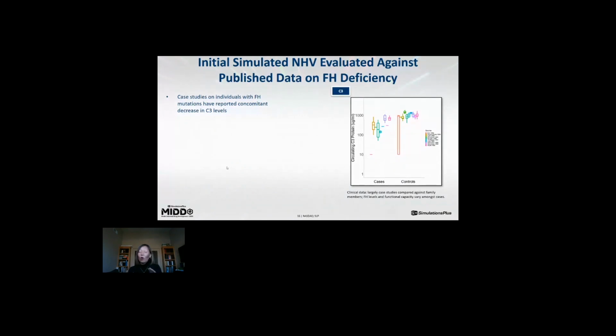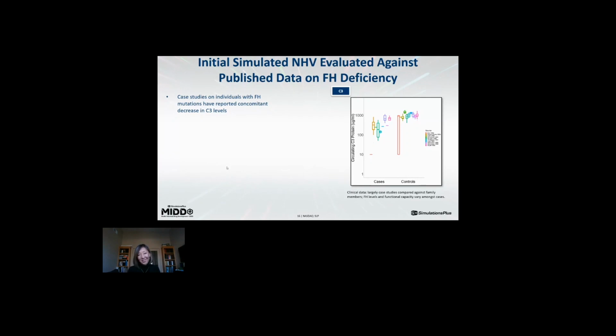And so we have identified multiple publications in which people have reported cases where they have factor H deficiency, and then they've looked at other complement proteins. In the figure to the right, we're looking at a summary of some of this literature. On the right-hand group are the controls reported in that literature, typically family members that do not have the particular factor H mutation. And then on the left are the cases where you have some level of factor H deficiency, and this varies by case because it varies by mutation.